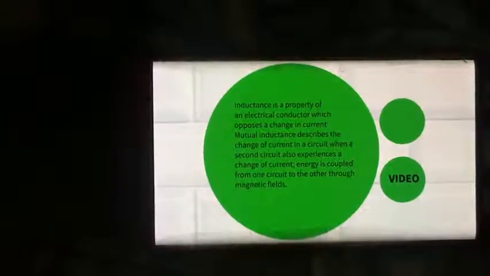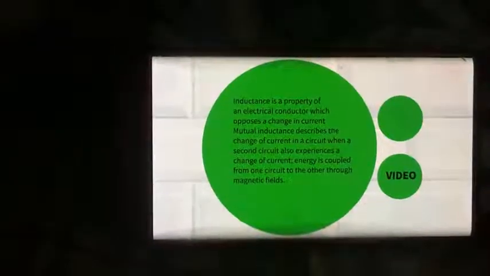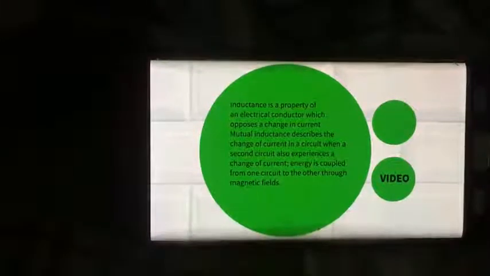Inductance. Inductance is a property of an electrical conductor which opposes a change in current. Mutual inductance describes the change of current in a circuit when a second circuit also experiences a change of current. Energy is coupled from one circuit to the other through a magnetic field. It does that by storing and releasing energy from a magnetic field surrounding the conductor when current flows, according to Faraday's law of induction.